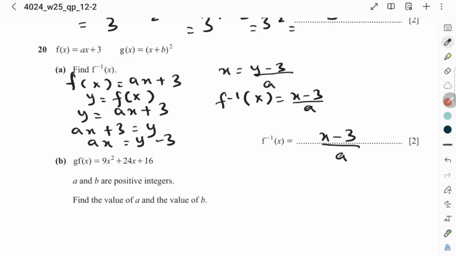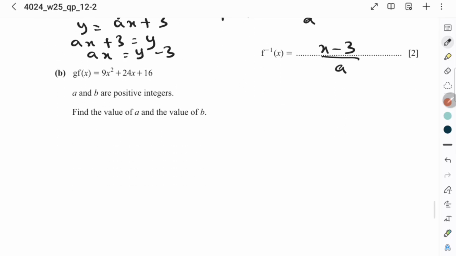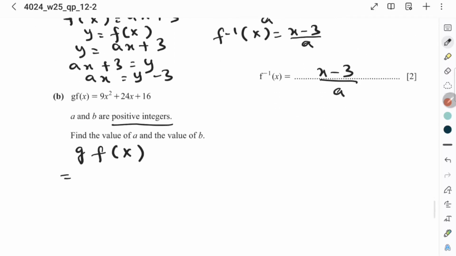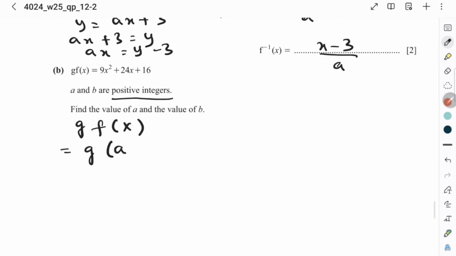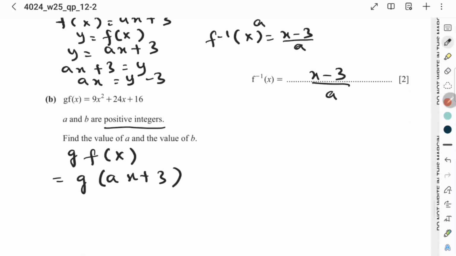All right. Now g of x is equal to 9x squared plus 24x plus 16. A and b are positive integers. Find the value of a and b. We'll have to find out what is g of f of x. What is f of x? It is ax plus 3. Okay. And what is g of x? g of x is (x plus b) whole squared.